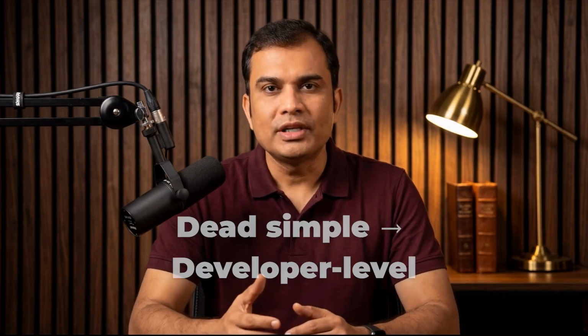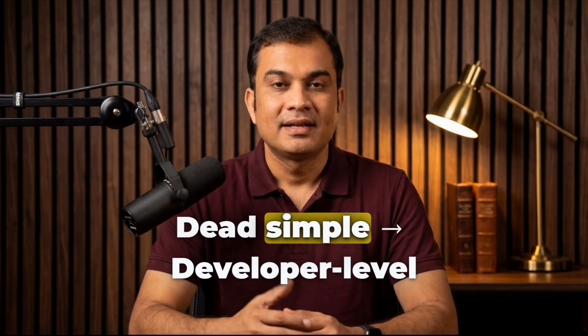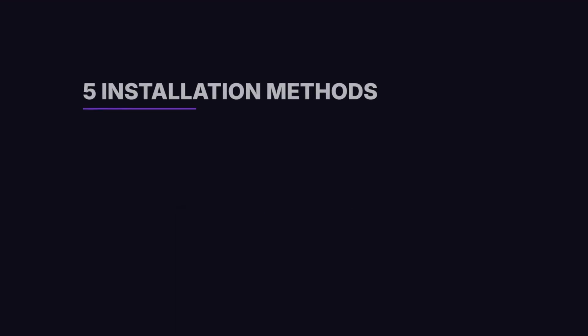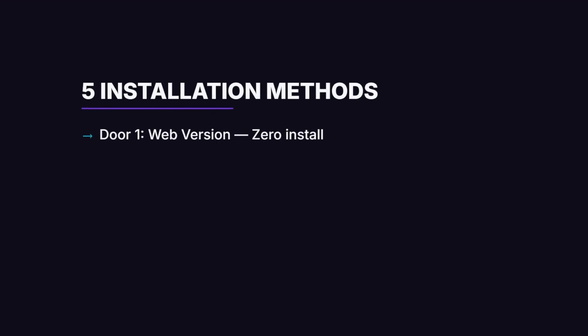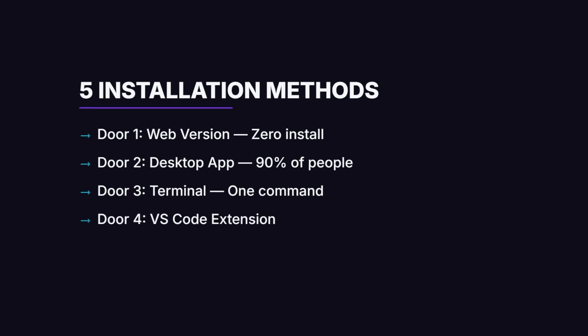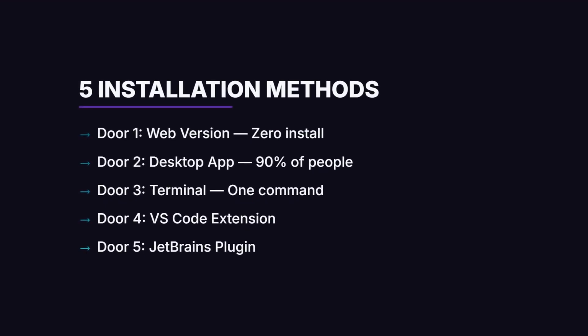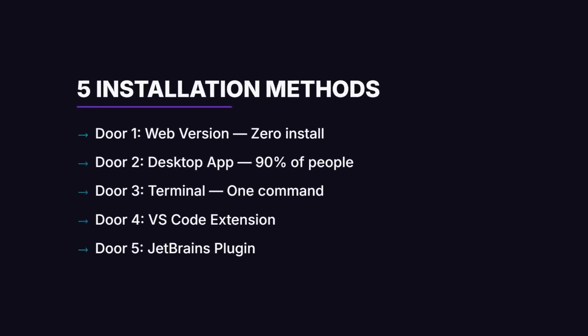Here is what we are working with. 5 installation methods, dead simple to developer level. Door 1, the web version. 0 install, open your browser and go. Door 2, the desktop app, my recommendation for 90% of people. Door 3, the terminal command, 1 line, for people who live in a terminal. Door 4, the VS Code extension, for developers already in that editor. Door 5, the JetBrains plugin, for Java and Python developers.